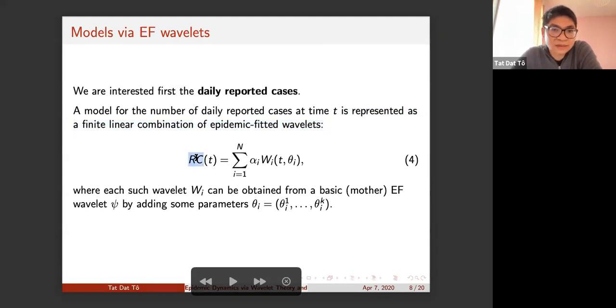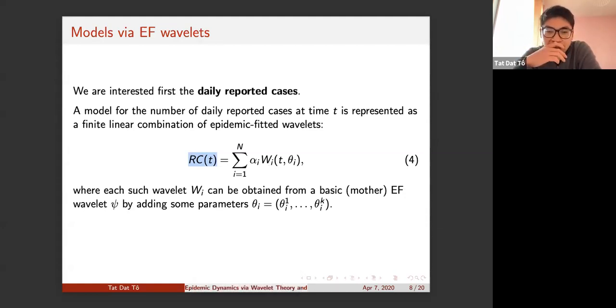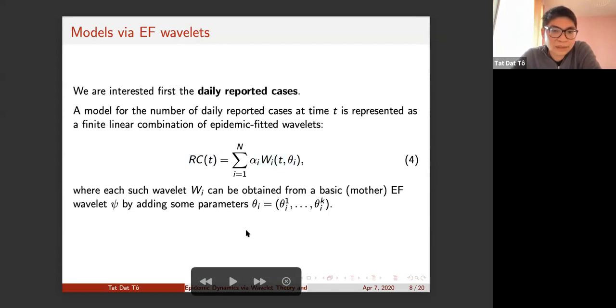So RC, R for reported, C for case, the reported case at time T can be represented by the linear combination of Wi(T) with theta i. Here such a wavelet Wi can be obtained from the mother wavelet psi by adding some parameters. As in mathematics, given a mother wavelet psi, you can generate many wavelets by adding some parameters. Here it's the same.